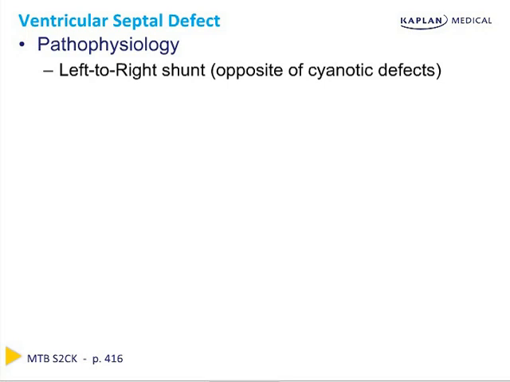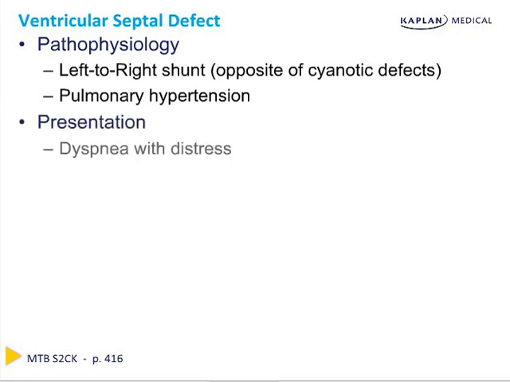But what this does do over time is that because it's a left to right shunt, it causes left ventricular overload over a long period of time, and that can lead to pulmonary hypertension. And when pulmonary hypertension starts to develop, that's when patients will often present. And they present with dyspnea with distress. Another way of saying it is situational shortness of breath. Depending on what's going on, anytime they have an increased demand for oxygen during distress or exercise or crying, their pulmonary vasculature is already shot.